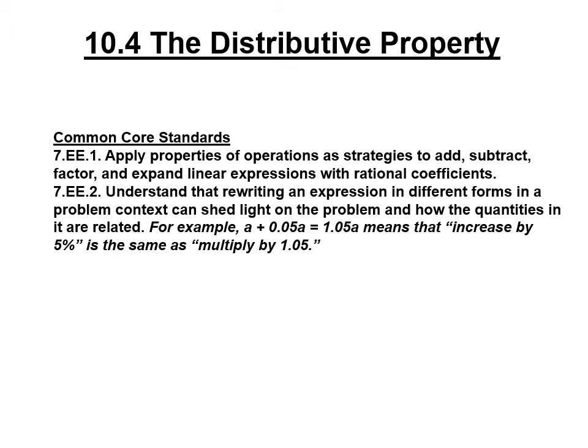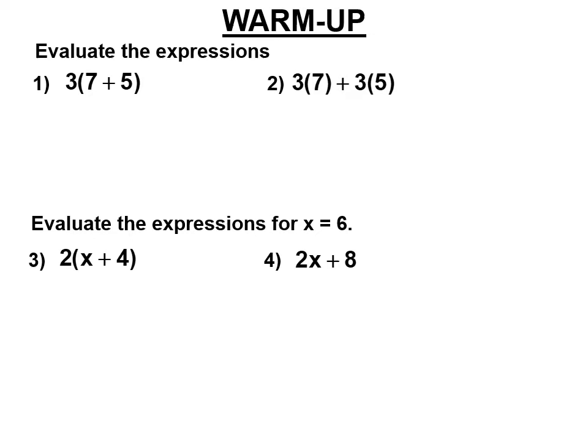So in 10.4, we're going to learn something called the distributive property. Right, when you don't see an operation, that means multiply. We also know you're supposed to do inside parentheses first. So 7 plus 5 is 12, and 3 times 12 is 36.